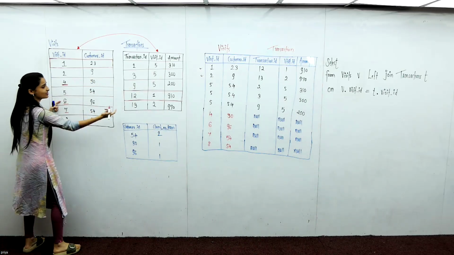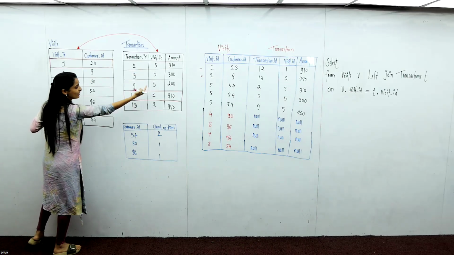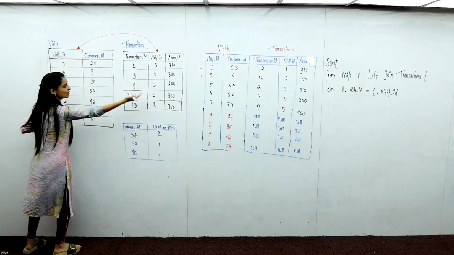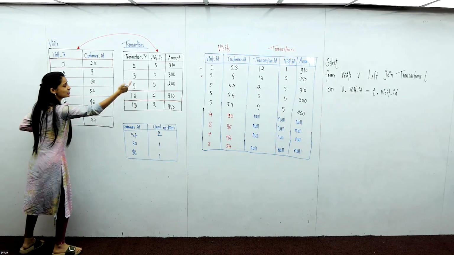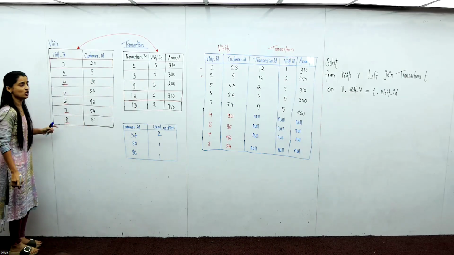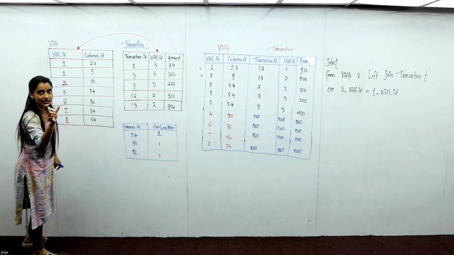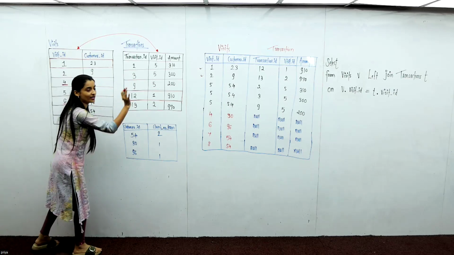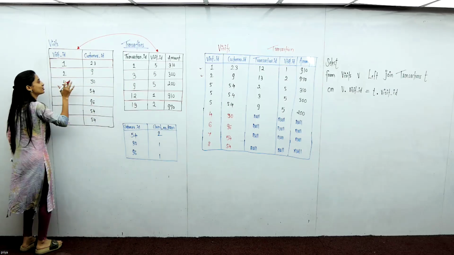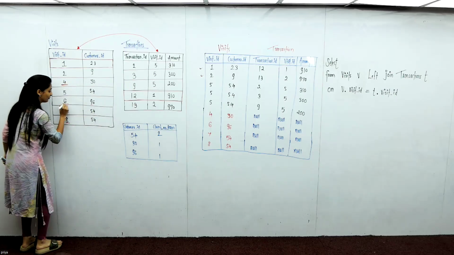Is 6? 6 does not have any matching record. 7 also does not have a matching record. 8 also does not have any matching record. So which type of join are we performing? Left join, correct? So matching records we return, and non-matching records from the left table we also have to return.